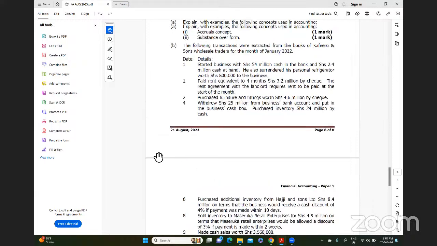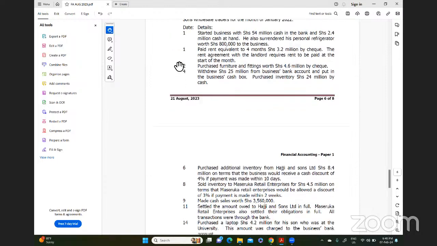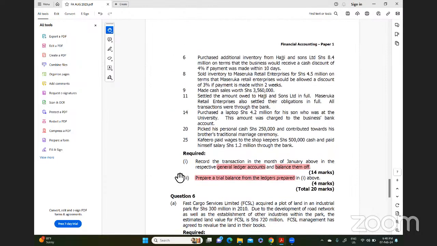Imagine such a number. Question, part A, 1 mark. Someone wants you to explain what an accrual is, what the accrual concept is, and what substance over form is. Those are 2 marks. And then you come, just draw these ledgers and you have 18 marks.